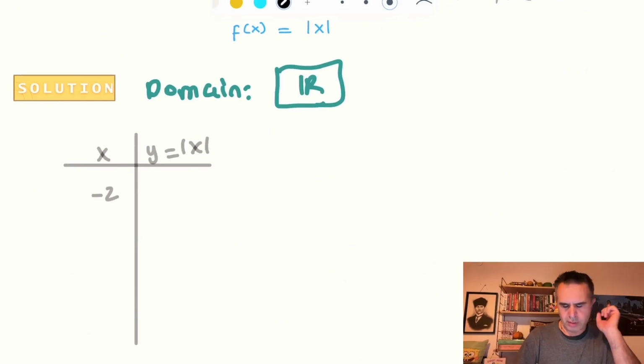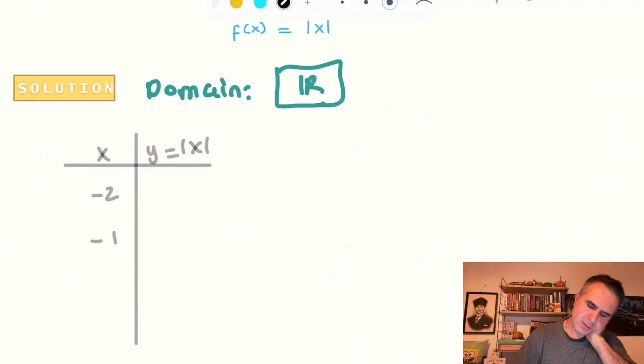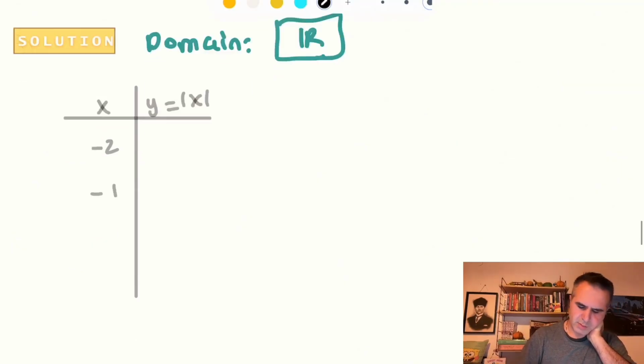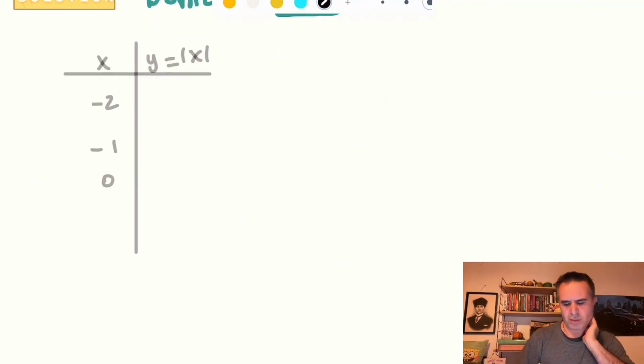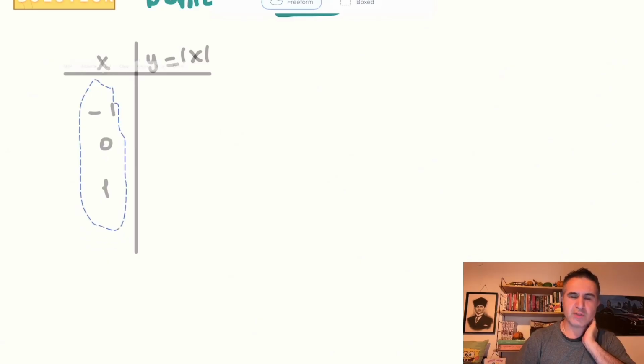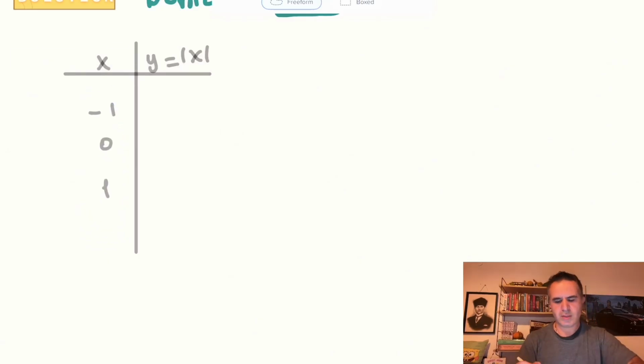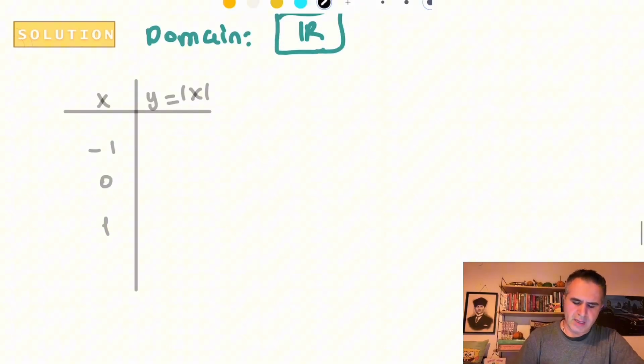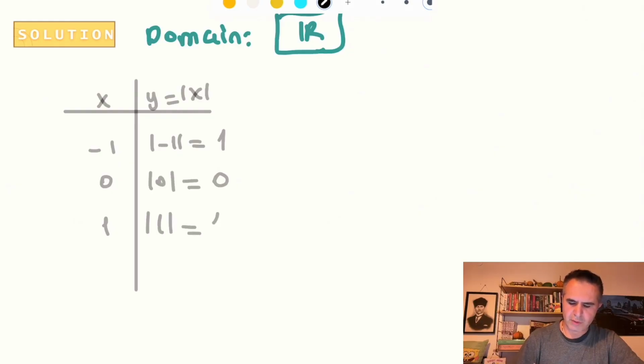x and y equals the absolute value of x. Minus 2, minus 1, 0, 1, 2. If I want, I will not use minus 2 and plus 2. I will use just minus 1, 0, and 2. For x equals minus 1, y equals absolute value of minus 1 equals 1. Absolute value of 0 equals 0. Absolute value of 1 equals 1.